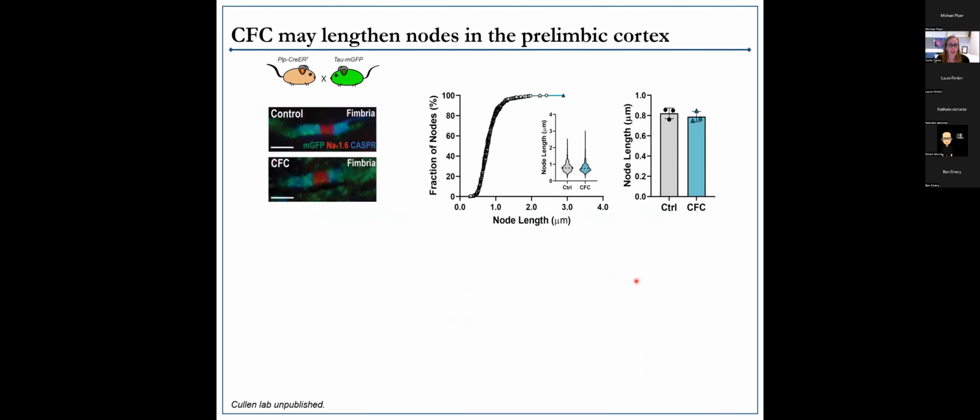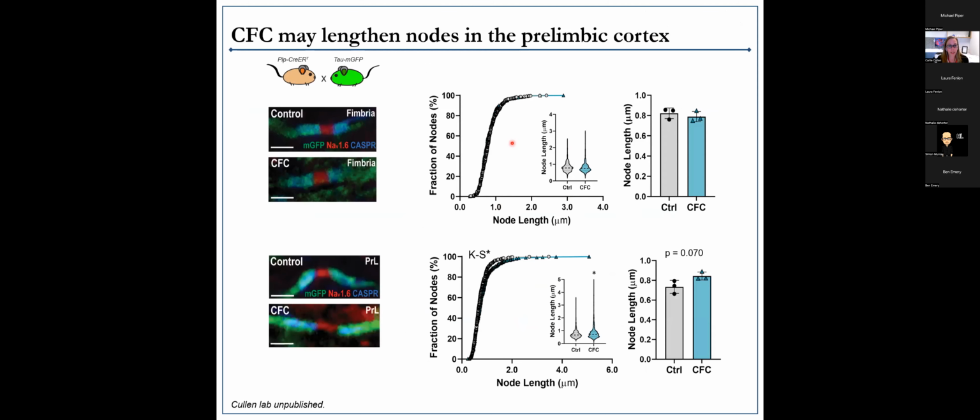Looking at nodes that were flanked on either side by a GFP internode, when I looked in the fimbria after contextual fear conditioning, there was absolutely no difference in the node length. There was no change in the distribution and no change in the average node length. But what was really interesting is that in the prelimbic cortex, we actually got this really subtle shift towards longer nodes. That didn't quite reach significance when we averaged it out per animal, but it was approaching, and we've still got a little bit of work to do. So this suggests that there's some regional specificity in the type of learning that's going on.